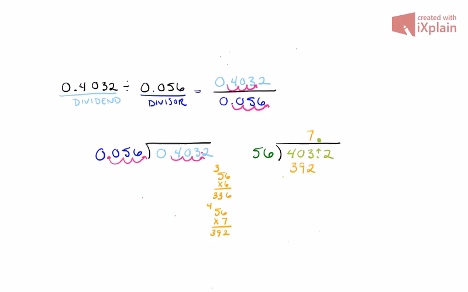I'm going to do 392 below. And notice that I put the 7 above the 3 here. Because again, 56 went into 4 0 times, and 56 also went into 40 0 times. Oh look, 007. So that's why I have the 7 over the 3 at this point.